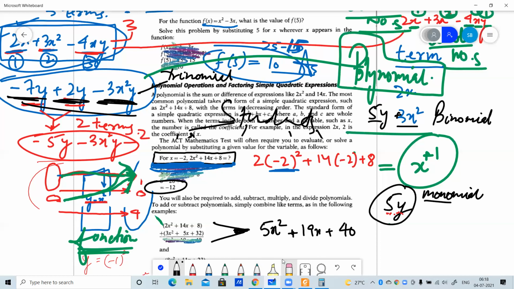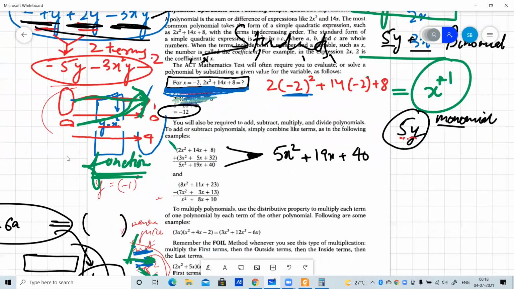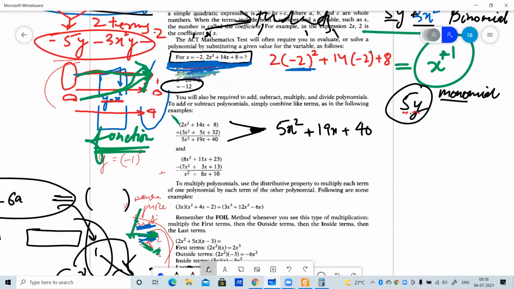Wonderful. So you have added the polynomials. See, the answer is the same: 5x squared plus 19x plus 40. And the same thing can be done for subtraction. But you have to remember that when you put a negative sign before the next polynomial, the sign will change for every term there.